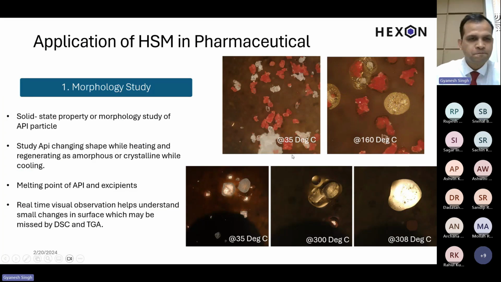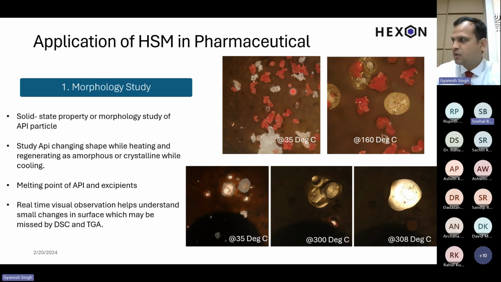Okay. So we study the API changing shape while heating and regenerating as amorphous or crystalline while cooling. Then we understand the melting point of API and excipients, which is also part of morphology study. And then real-time visual observation helps understand small changes in the surface which may be missed by DSC and TGA.